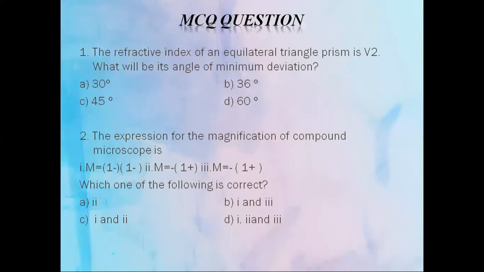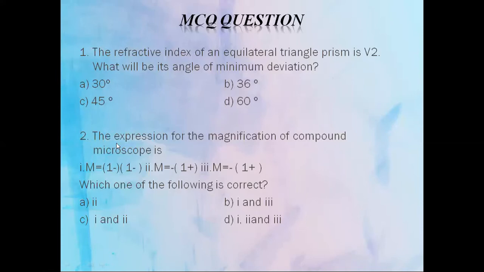And now some MCQ questions. One, the refractive index of an equilateral triangular prism is √2. What will be its angle of minimum deviation? Option A, 30 degree, B, 36 degree, C, 45 degree, and D, 60 degree.